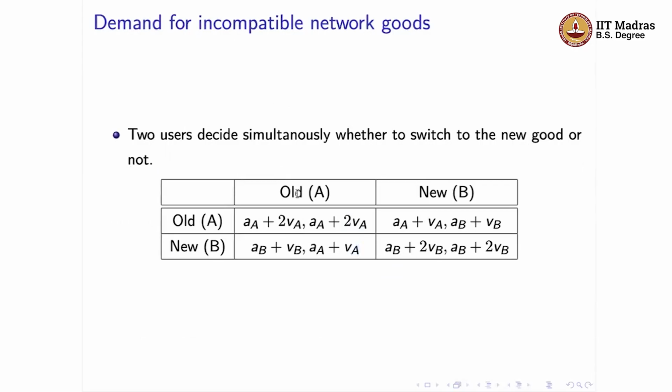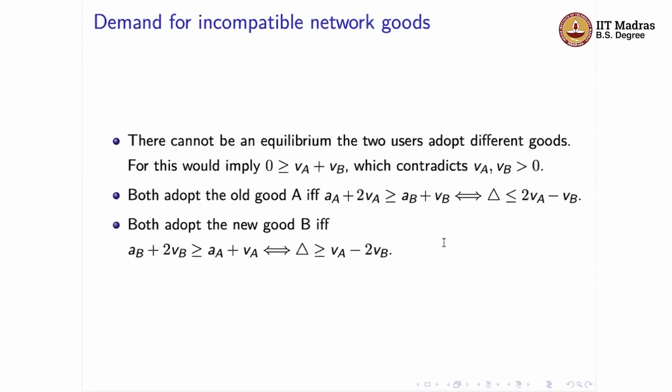And now this is the matrix that you have seen, I am sure, a lot of times when you have considered strategic games. So now we want to think about equilibrium in such a framework. Notice one thing: there cannot be an equilibrium in which the two users adopt different goods. Why would it be the case?